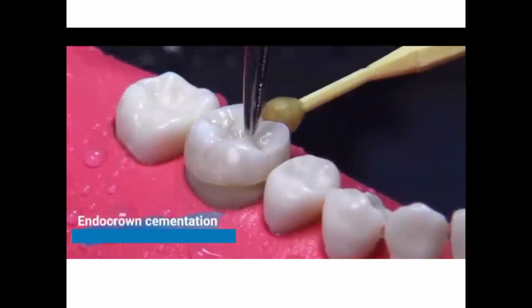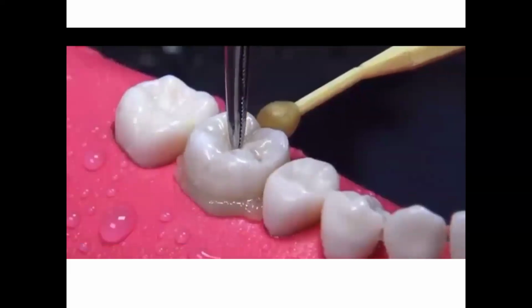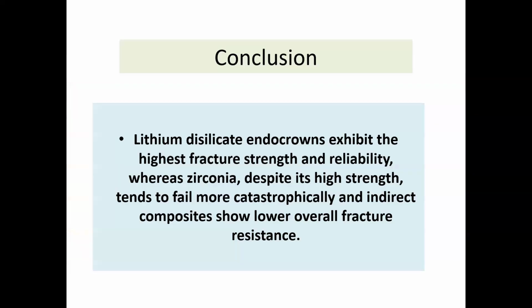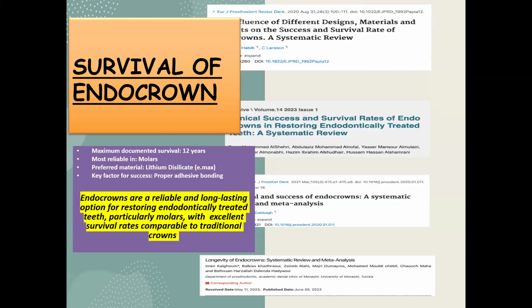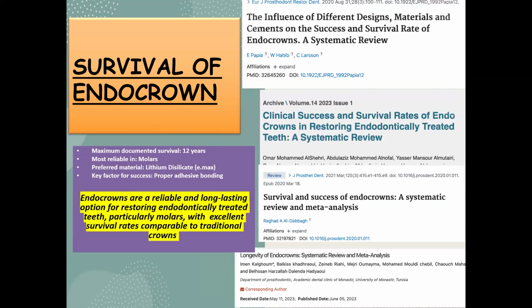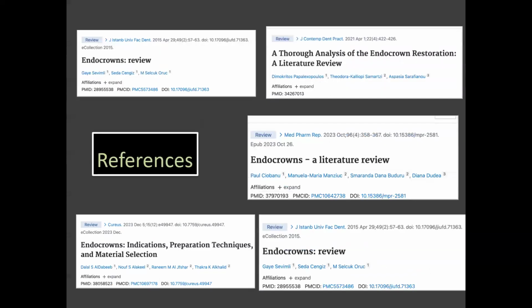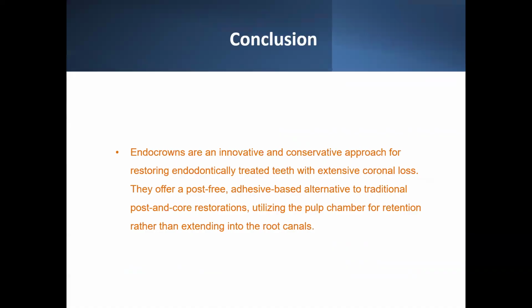When it bonds to the enamel, the main problem is that it will be very difficult to remove. So, coming to the conclusion part, lithium disilicate endocrowns exhibit high and reliable fracture strength, whereas zirconia, despite its high strength, tends to fail more catastrophically, and indirect composite shows lower overall fracture resistance. There are some articles showing the survival of endocrowns. These are some of the references which I have gone through in preparing this presentation on endocrowns.